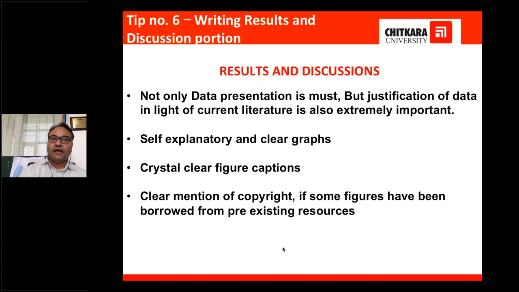And when you answer that why, obviously you will be providing a lot of cross references at that time. It has happened in the past, when I get to see some of the research papers, they will be simply writing this is increasing, this is decreasing, but why it has happened they will not be writing. So that must be provided. Without that, the chances of acceptance of a research paper in high quality journals is very, very less. Ordinary journals perhaps will still be accepting, but high quality journals will not be taking a chance with these kinds of research papers. Then I've told, self-explanatory and clear graphs, crystal clear figure captions.